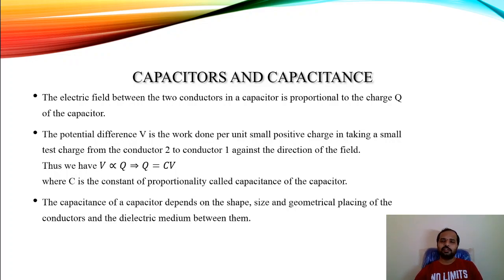They will also depend on the size of the capacitors as well as the geometrical structure of the capacitors. And in addition, we can also change the capacitance depending on the dielectric medium of the capacitors. That is, whatever dielectric medium we insert between the two plates of the capacitor will also decide the capacitance of the capacitor.